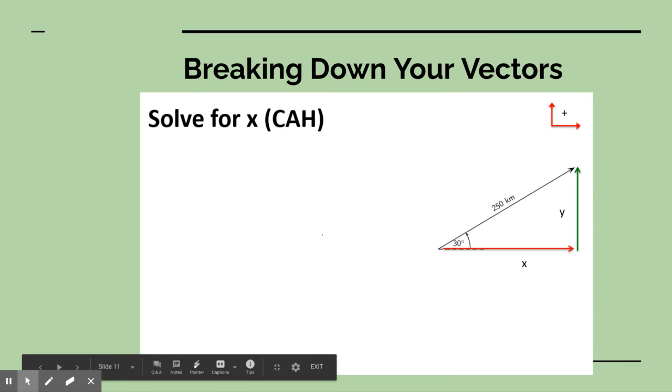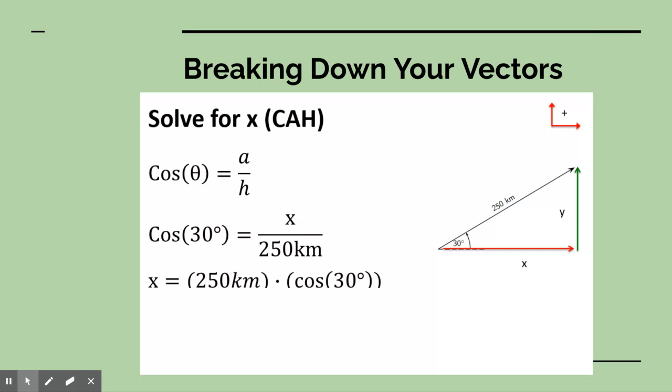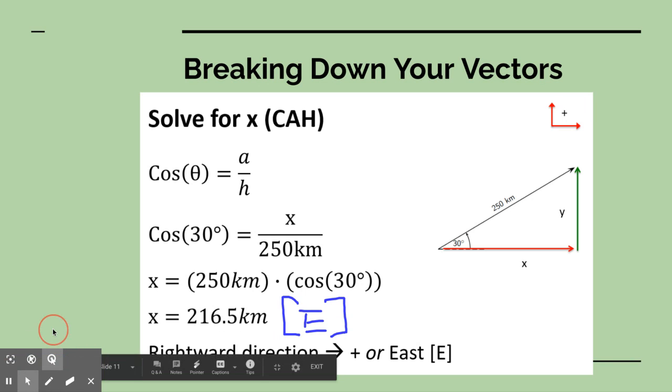Okay, and then here's an example of solving, in this case for x, using CAH. So it would be cosine theta equals adjacent over hypotenuse. In this case, again, we don't have adjacent. That's what we're solving for, and it's literally the same thing. So it'd be cosine 30 equals x over 250, and then you just do literally the same thing. The only difference here is you've got to remember you're using cosine and not sine. In this case, you get 216.5 kilometers. It'd be in the rightward direction or east, and again, we would write it over here, just like that. Okay, pretty simple.